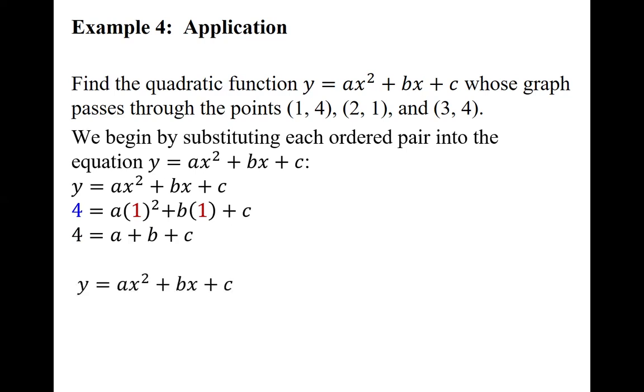Let's do it again with the second point. X is 2, y is 1. Square the 2 to get 4, 4a plus 2b plus c. 1 equals 4a plus 2b plus c.